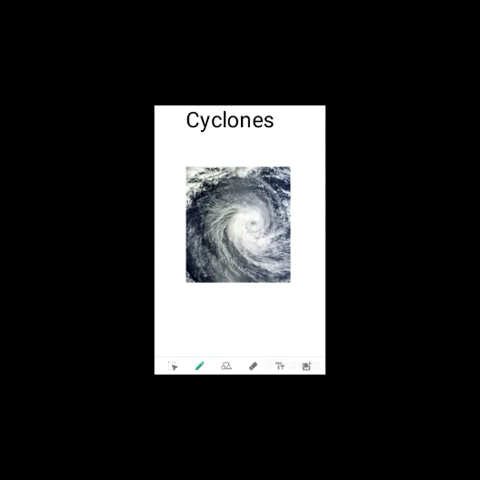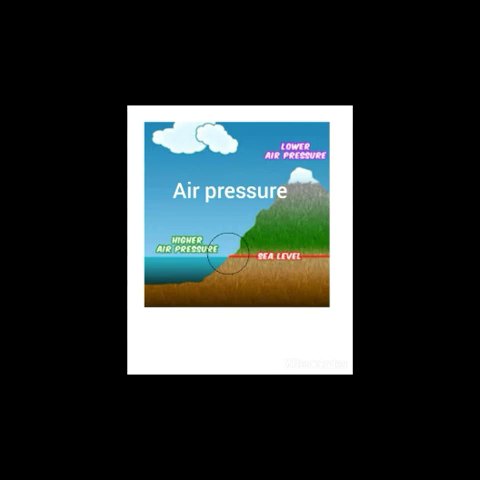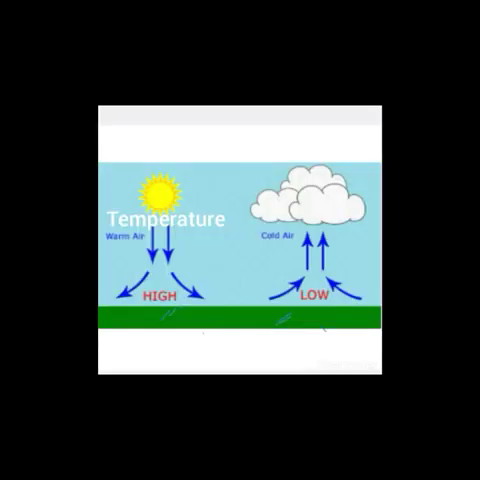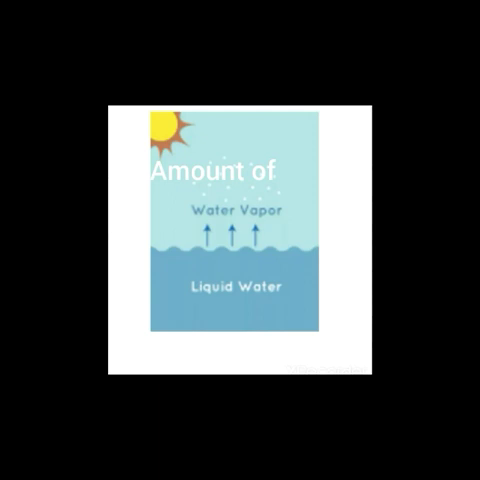There are variations in the air pressure. Air pressure is not uniform at all places on the Earth's surface. Air pressure keeps on changing from time to time. The altitude of a region from sea level, temperature of the air, and amount of water vapor in the air are some factors influencing air pressure.